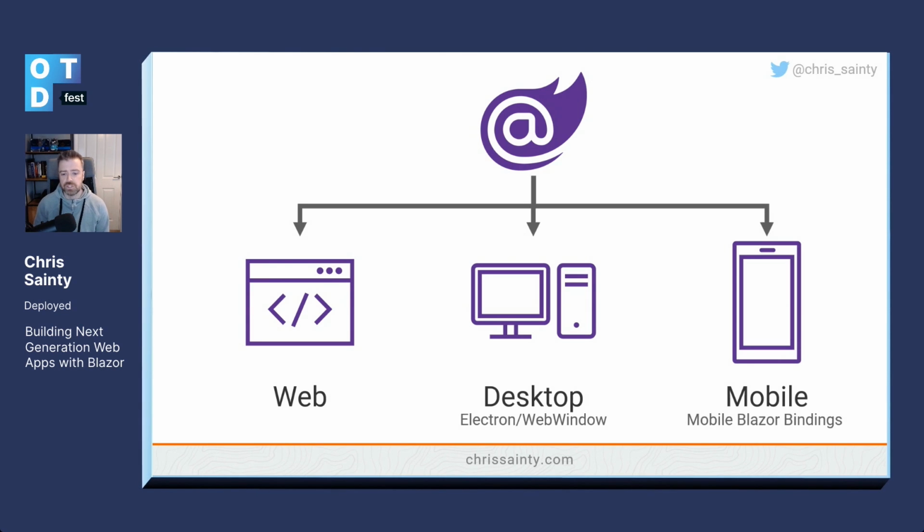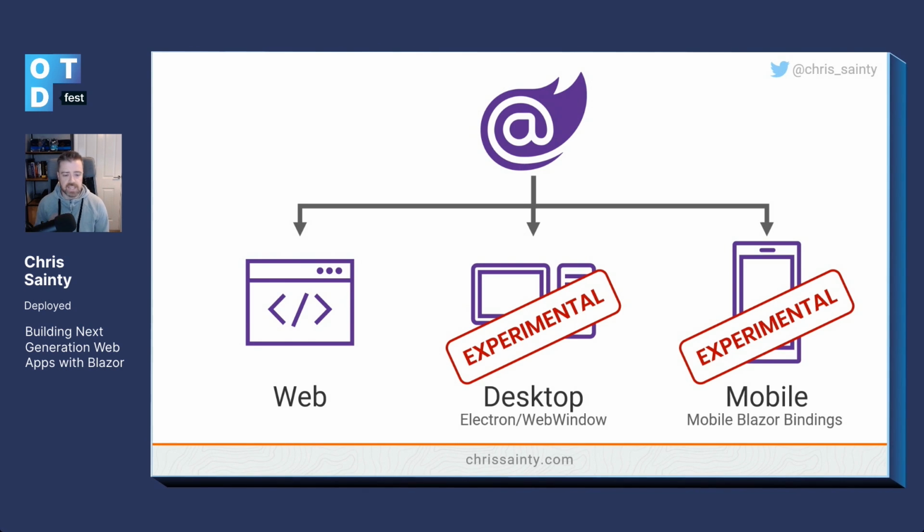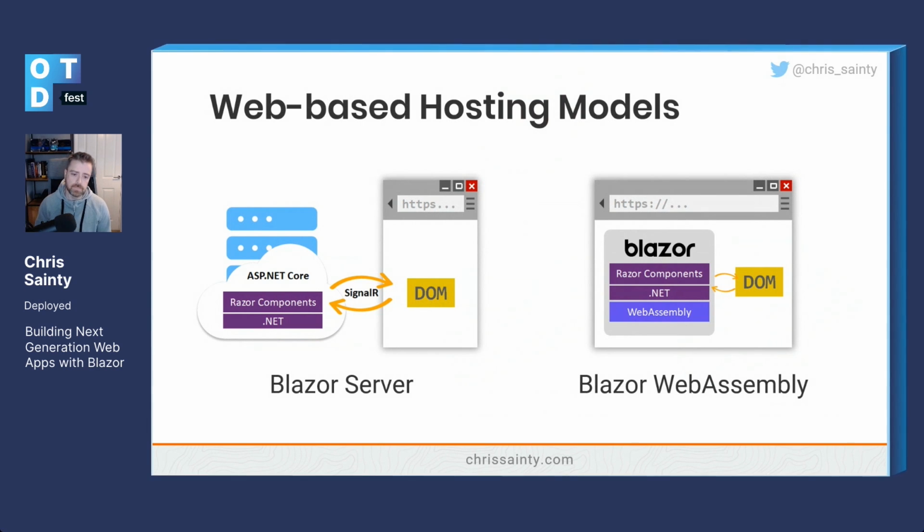Now, like I said, I just want to reiterate both of these ones in the middle and on the right here. They are both experiments, okay? They're not production supported. They're not committed to. They're just Microsoft feeling out, seeing how far they can push this technology. But as I said, today we're going to be talking about the web versions, and there's two web hosting models for Blazor. There's Blazor Server, and then there's Blazor WebAssembly.